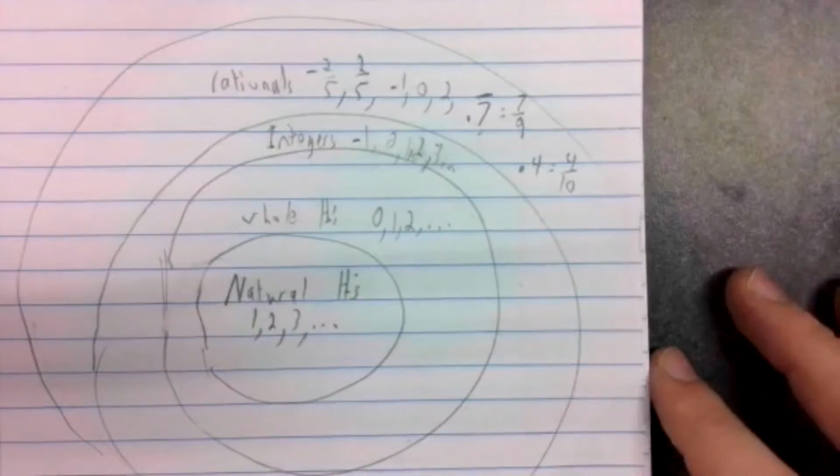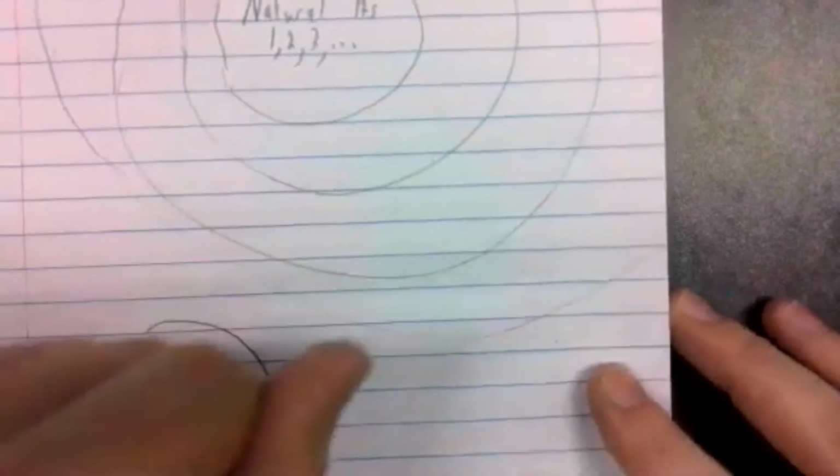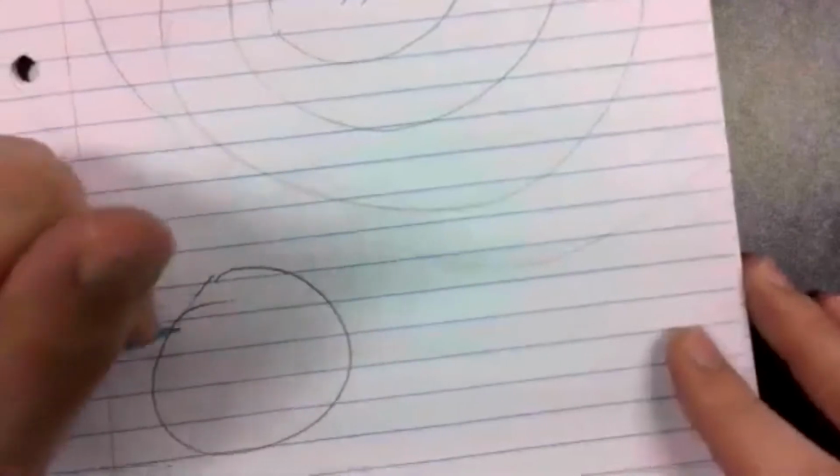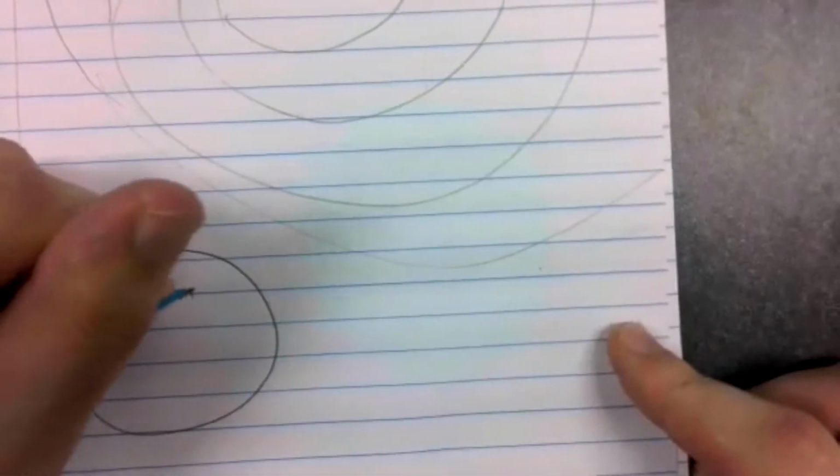Okay, and then we go into another thing. Let's see, I'm going to put it down here. And the reason I'm putting it down here is because it doesn't include everything up here. So this is by itself. This is your irrational numbers.